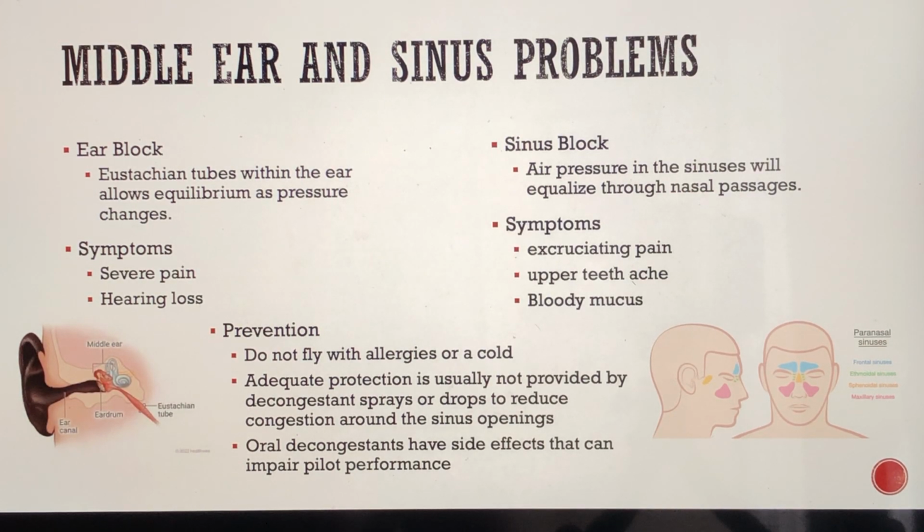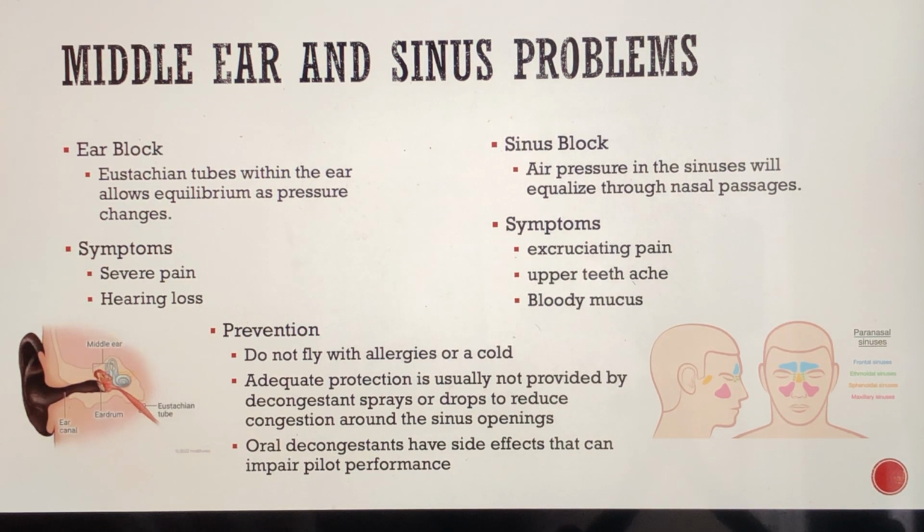So, middle ear and sinus problems. We have things called ear blocks and sinus blocks. And prevention is pretty much the same for both. An ear block is your eustachian tubes inside of your ear allowing the equilibrium as pressure changes. But these can get blocked and cause severe pain and hearing loss.